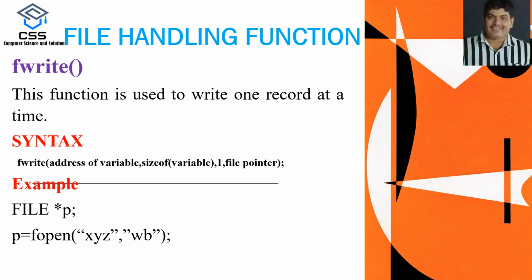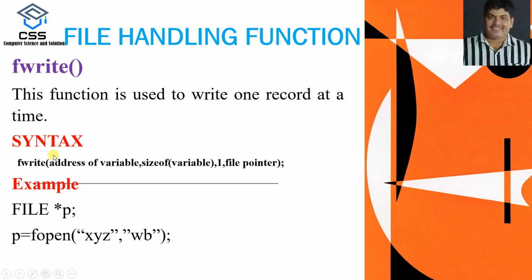The fwrite function is used to write one record at a time. That means if the structure carries record-type data like integer, character, float, double, etc., and at a time you want to add more than one field's data onto a file, then we have to take the help of the fwrite function. Suppose a student has roll number, name, address, date of birth, etc. If we want to write one record at a time, then we have to take the help of fwrite. Similarly, if we want to read one record at a time, then we have to take the help of fread.